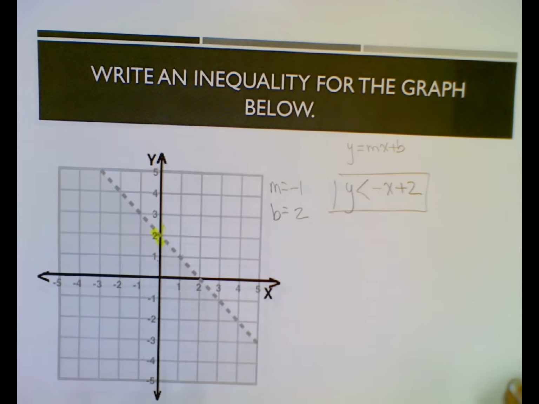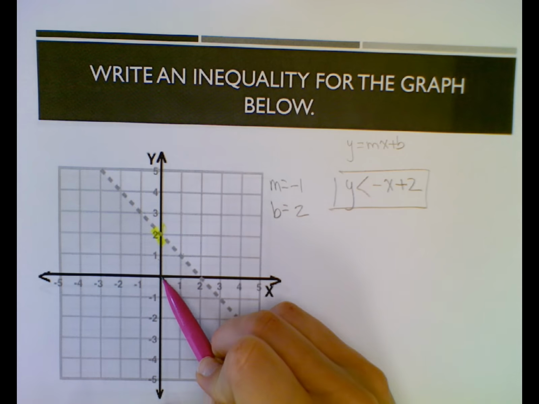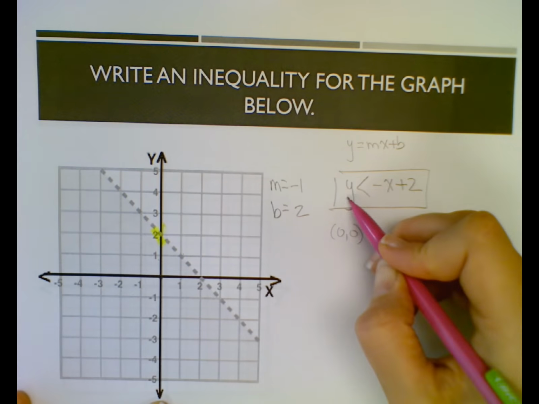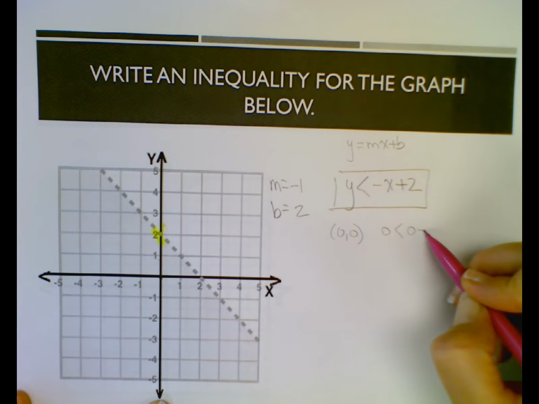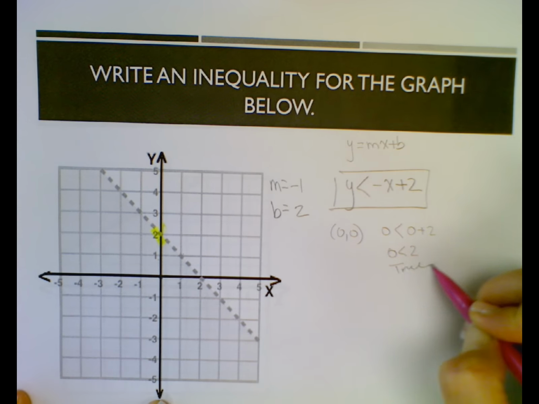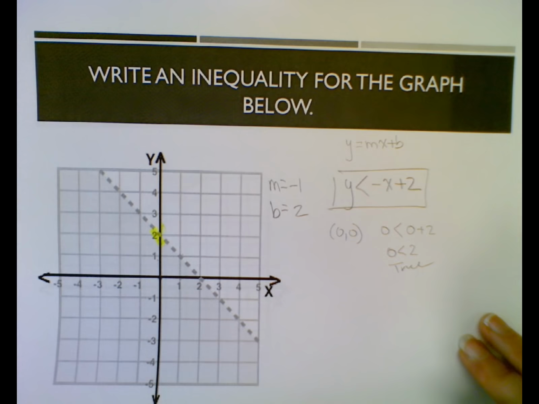The best way to do that is to go back and check. You can pick 0, 0. Because 0, 0 is in your shaded region, it should be true. So if I plug in 0, 0, that means y is 0, x is 0, and 0 is less than 2. That is true, and it should be because it's in the shaded portion. It's a great way to go back and double check that you chose the correct sign.